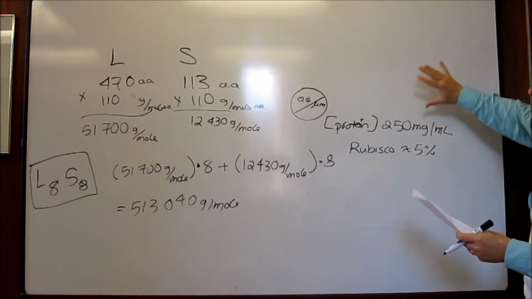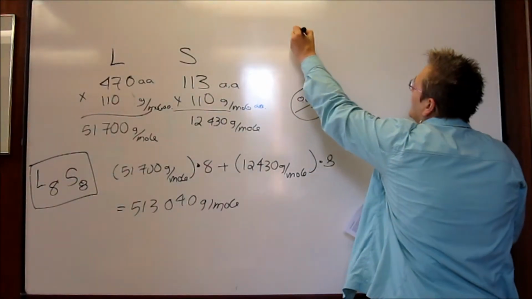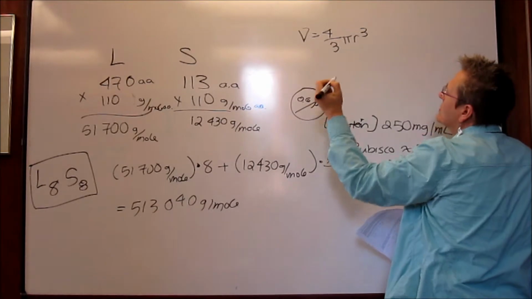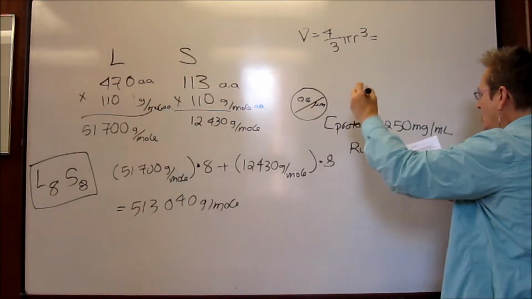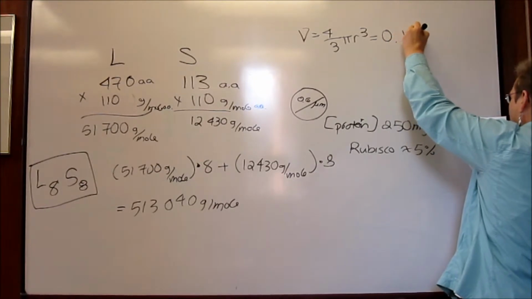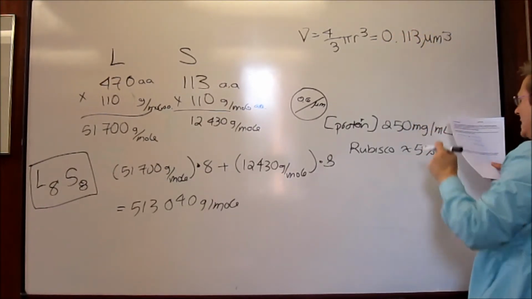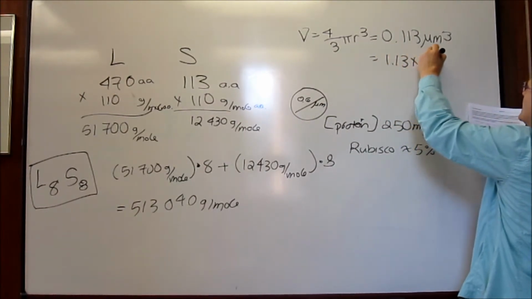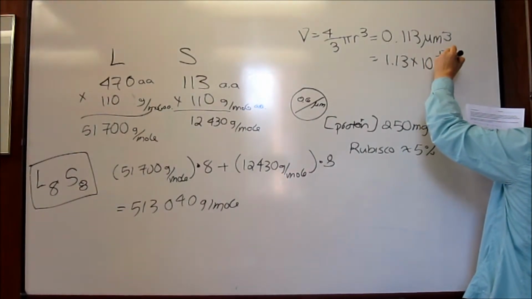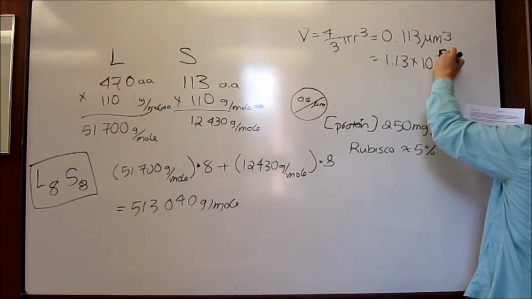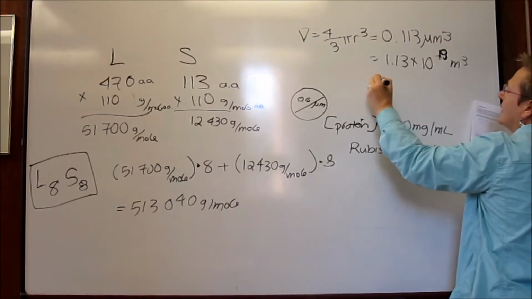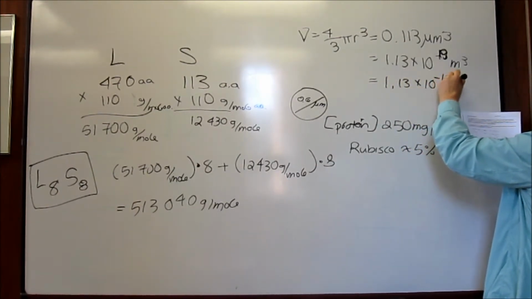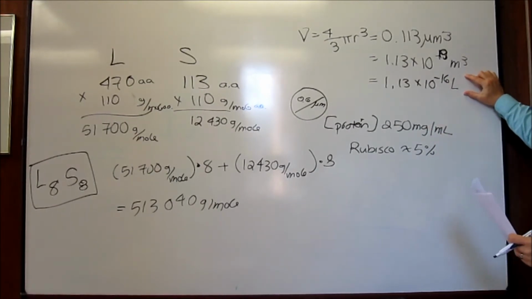First of all, let's figure out what the volume of the cell is. The volume of the cell is 4/3 pi r cubed. R here is 0.3 microns. That works out to 0.113 micrometers cubed, which is equal to 1.13 times 10 to the minus 19 meters cubed, I think; I said 13 but that's supposed to be 19. And there are 1,000 liters in a meter cubed, so this is 1.13 times 10 to the minus 16 liters. That's the volume of a Prochlorococcus cell.